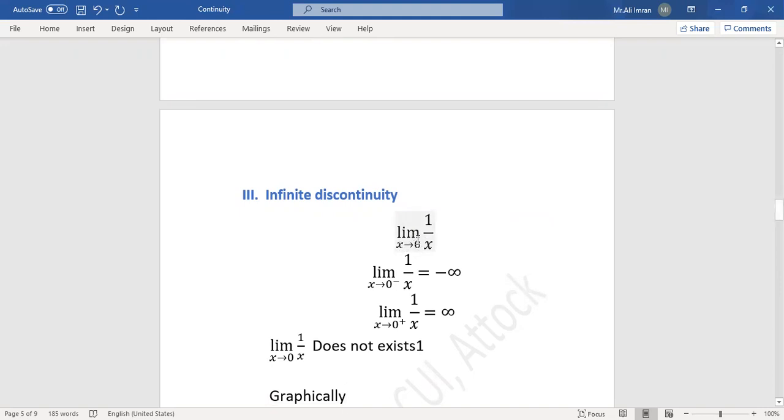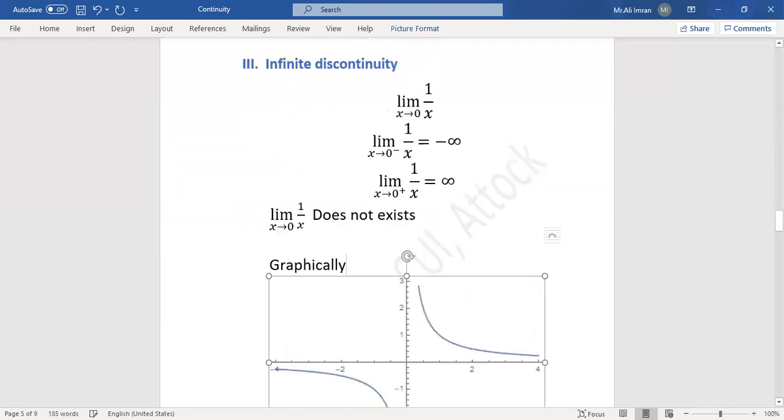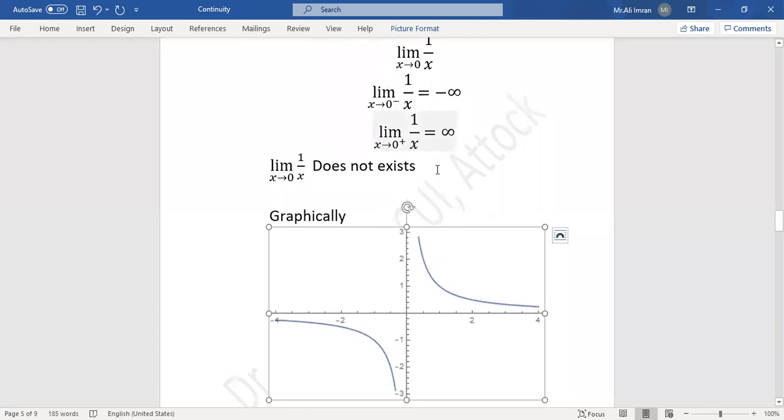Limit x approaches 0 of 1 divided by x. If we find the limit from the left hand side, we get the value of the limit as minus infinity. If we approach the limit from the right hand side, we get the value of the limit as plus infinity. As the limit does not exist, this type of discontinuity is infinite discontinuity.